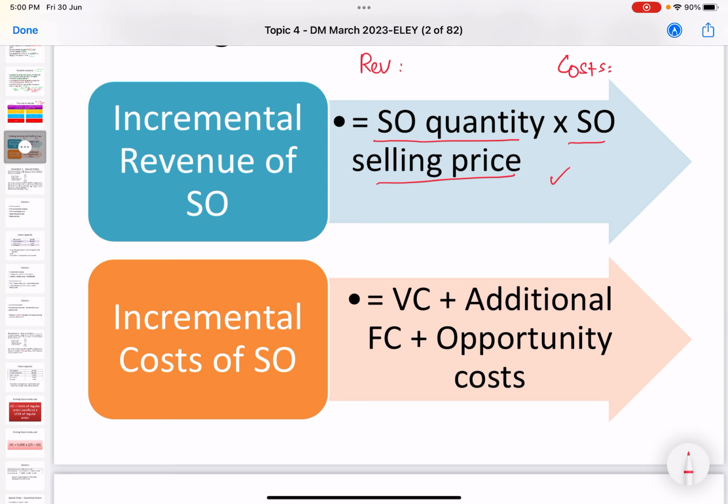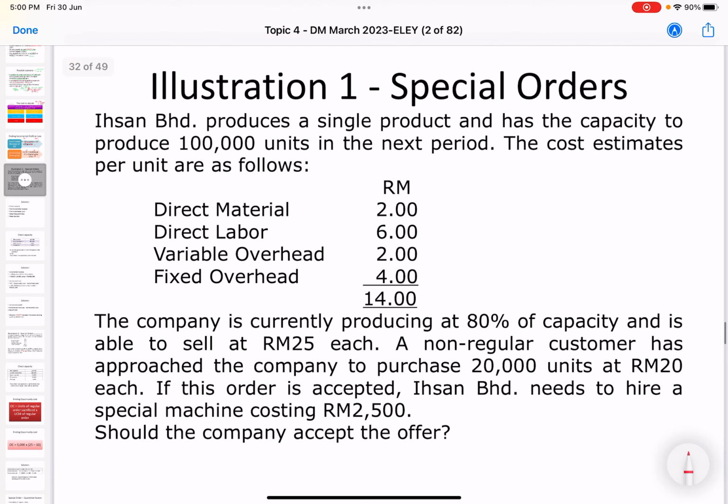Then we ask ourselves, to make that special order, how much is the extra cost? Extra cost in this case comes from 3 components, similar to the 3 components you have looked at under the make or buy topic previously. So, all the variable costs plus any additional fixed cost, not absorbed fixed cost, if any. Sometimes there isn't any additional fixed cost, then you can just ignore it. And plus opportunity cost, if any. Alright? Okay, so let's look at illustration 1, special order, accept or reject.